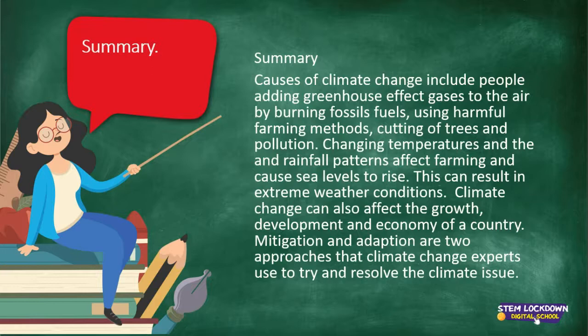Causes of climate change include people adding greenhouse effect gases to the air by burning fossil fuels, using harmful farming methods, cutting of trees, and pollution. Changing temperatures and rainfall patterns affect farming and cause sea levels to rise. This can result in extreme weather conditions. Climate change can also affect the growth, development, and economy of a country. Mitigation and adaptation are two approaches we can resolve climate change with.